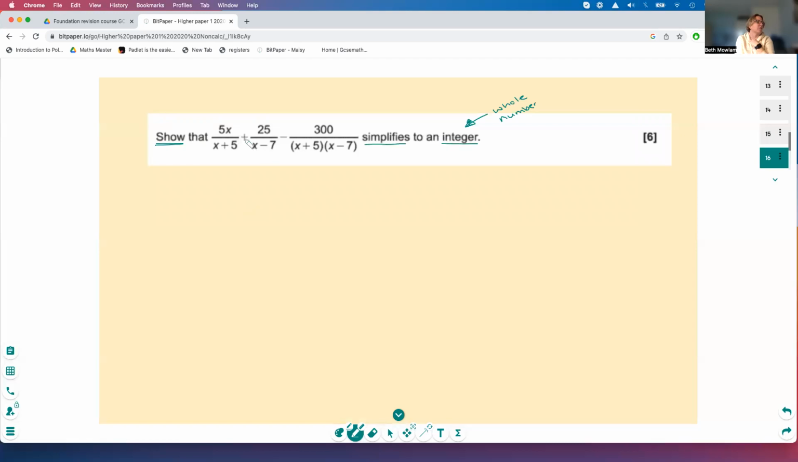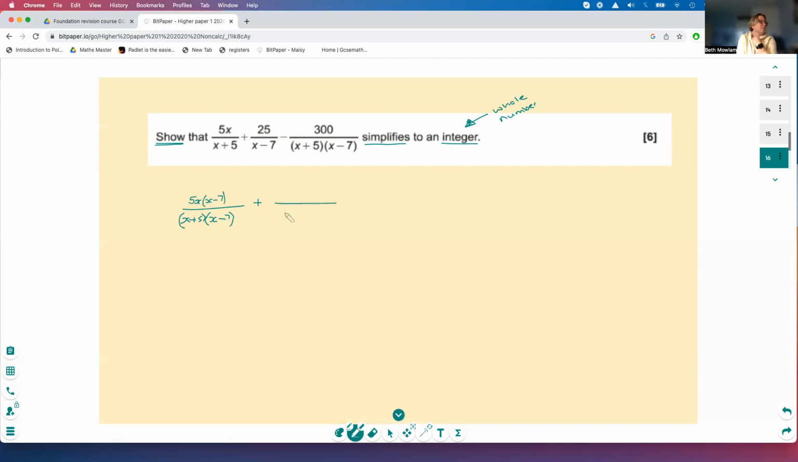So first of all, I look and see I've got an add and I've got a subtract. So let's aim to get the same common denominator all the way through. The biggest denominator is x plus 5, x minus 7. So I'm going to make the first two fractions have the denominator x plus 5, x minus 7. For the first fraction, I'm timesing by x minus 7. So let's times the top by x minus 7.